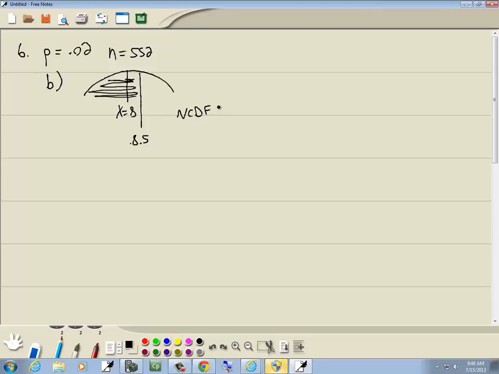Well, we'll do our normal CDF. I won't actually plug these in. And then our low value is clear over here, which is negative infinity, so negative E99. And then your high value, which is 8.5. And then N times P, so I got 552 times 0.02. Comma, square root of N, which is 552, times P, which is 0.02, times 1 minus P, which is that. And then you plug that in your calculator, it'll give you your answer.